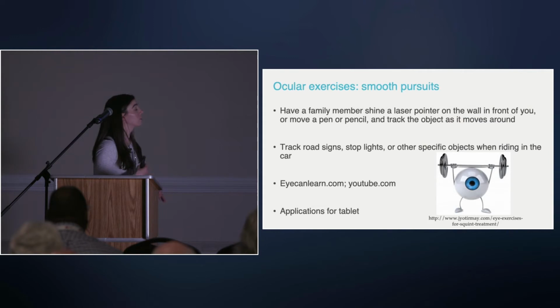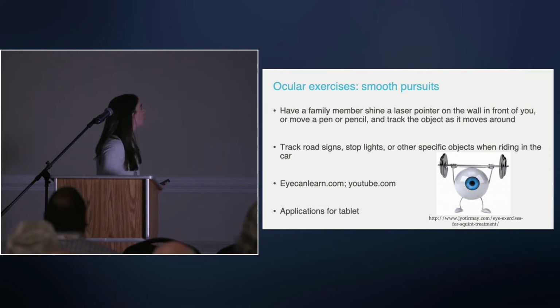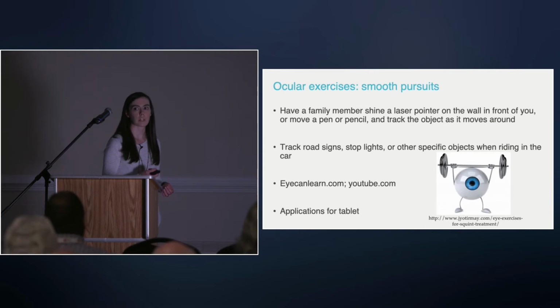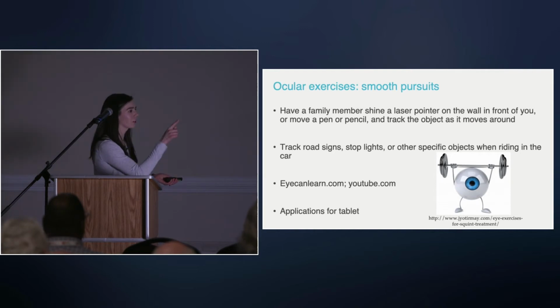Okay, so now we're going to get into some specific exercises that you guys could actually start off with at home. For smooth pursuits, this is perhaps the easiest one to do. If you have laser pointers at home, you can have a family member or a friend just shine the laser pointer back and forth, side to side, up and down. They can write out some letters and write out a message to you, and basically you're just going to trace that movement of the light with your eyes.